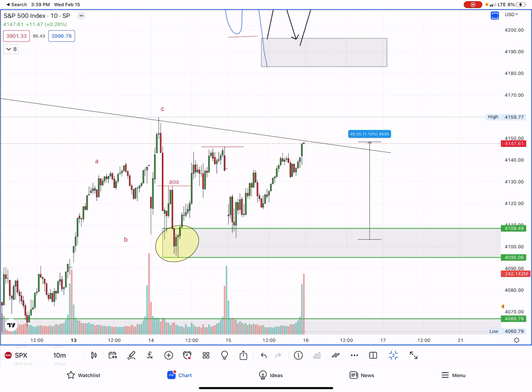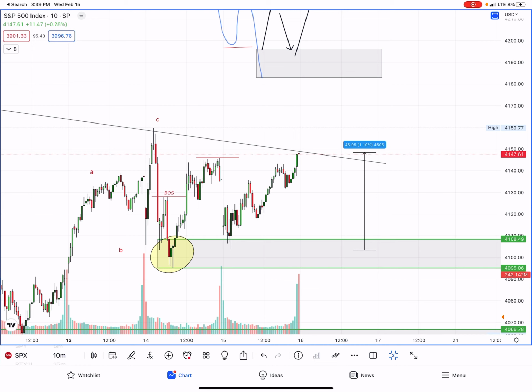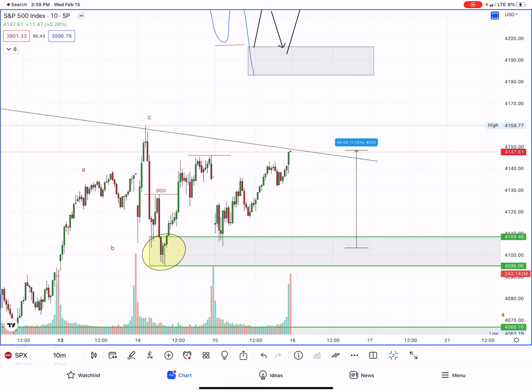So that's how you can combine market structure in your favor. When you are waiting for market structure to shift, you are literally allowing the market to tell you when you can look for buys or when you can look for sells.